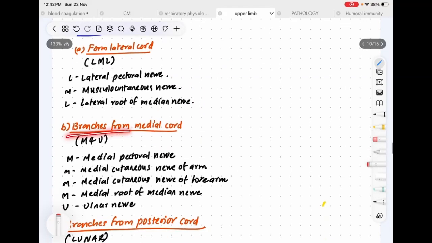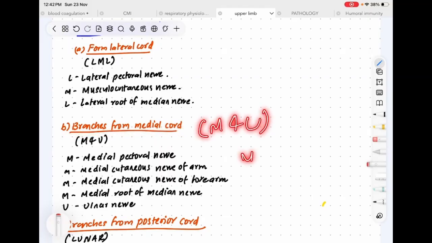Okay, next, branches from medial cord. Remember it as M4U, that is 4 M's and U. So what are these 4 M's? Medial pectoral nerve, medial cutaneous nerve of arm, medial cutaneous nerve of forearm, medial root of median nerve, and U is for ulnar nerve. So these are the branches from medial cord.